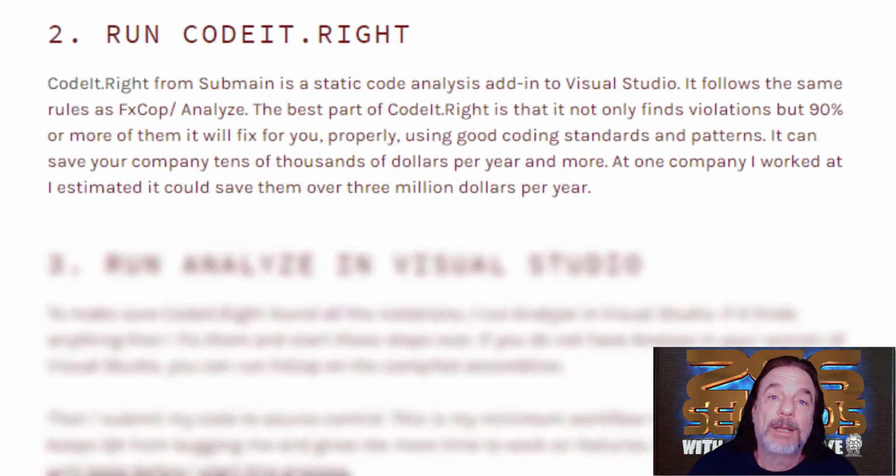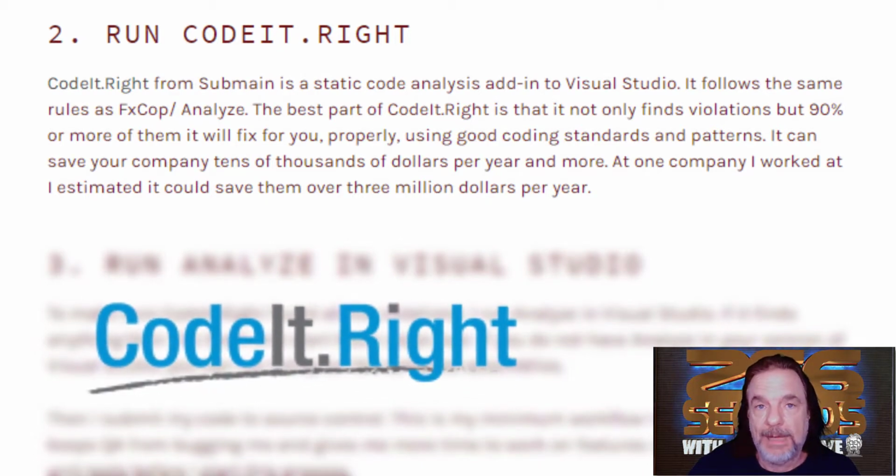My next step is I run an extension called CodeItWrite from submain.com. CodeItWrite, again, has been around for a long time. And CodeItWrite is a static code analysis tool. It can actually do analysis on code that doesn't even build, which I've tested and it does work. It actually checks for the same rules as Analyze in Visual Studio, which I'm going to show you next.